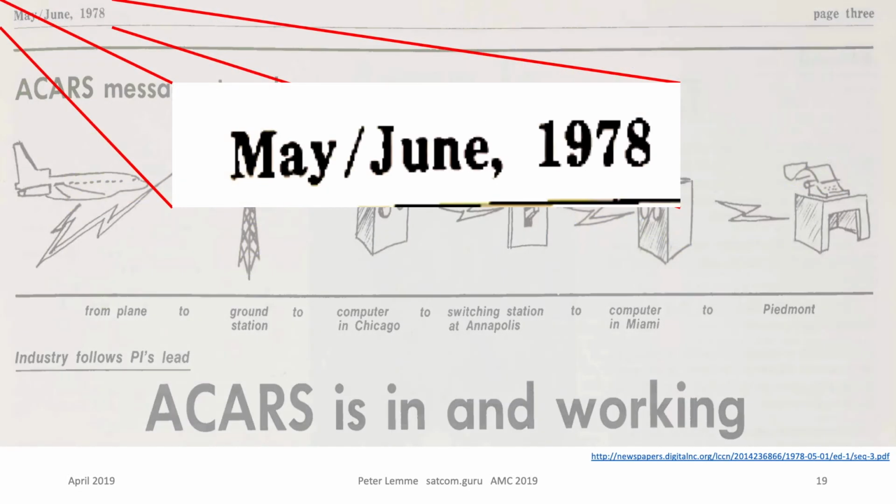ACARS came into service in 1978, and it really hasn't changed that much. I started sending ACARS messages myself in 1989. I've been doing it for 30 years, and I can tell you today I can look at an ACARS message with what I learned in 1989, and I can still understand it. I can still interact with it. It really has not changed dramatically. We've extended the message set, if you will, but the basic protocol has stood up.